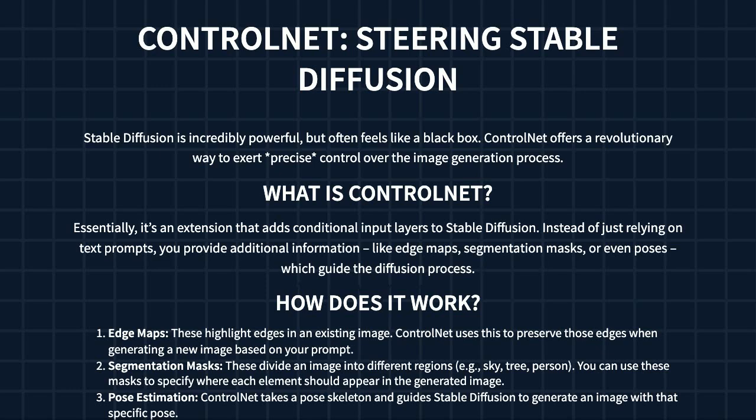ControlNet adds these conditional input layers, things like edge maps which highlight the outlines of objects, segmentation masks showing different areas of an image, or even pose estimations to help steer the generation process. Basically, you're not just telling it what to draw, but also how to draw it. It really helps reduce randomness and makes the results much more consistent.